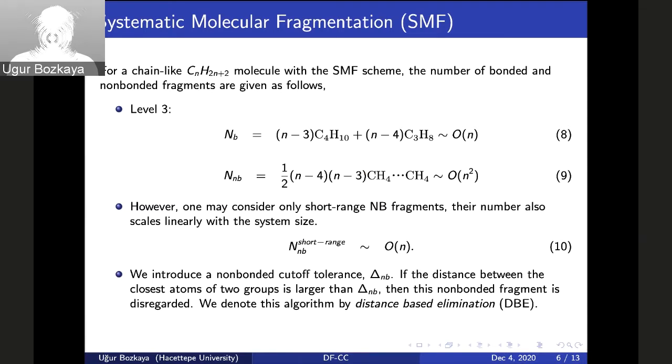However, if we would like to obtain a linear scaling approach, we may consider only short-range non-abundant fragments. Their number also scales linearly with the system size. Therefore, we introduce a non-abundant cutoff tolerance, let's say delta NB. So if the distance between the closest atoms of 2 groups is larger than delta NB, then this non-abundant fragment is disregarded.